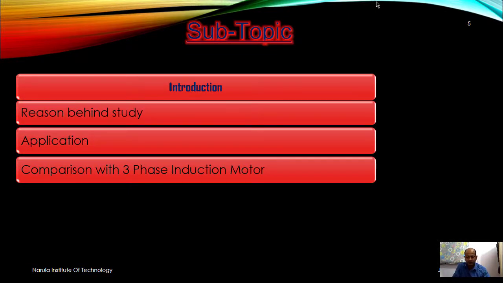The first one is why we should study single phase induction motor. Second is what are the different application areas of single phase induction motor. And thirdly, we will study a comparison of single phase induction motor with 3-phase induction motor.